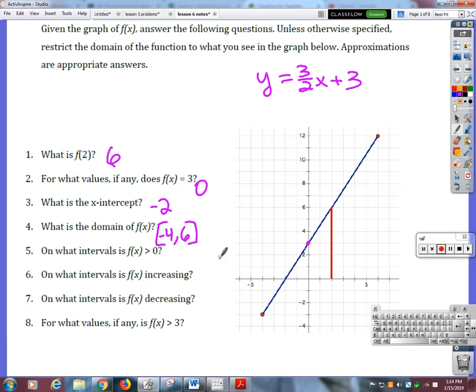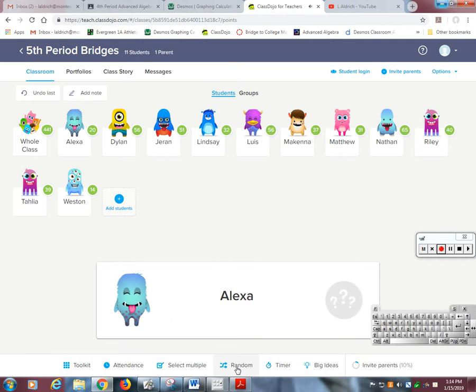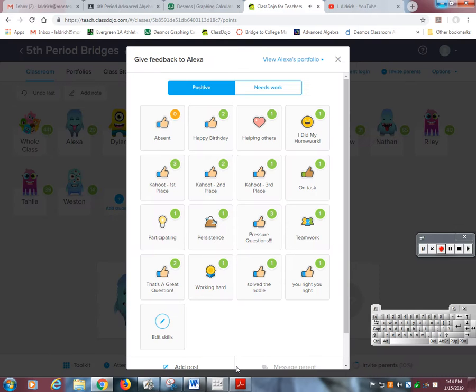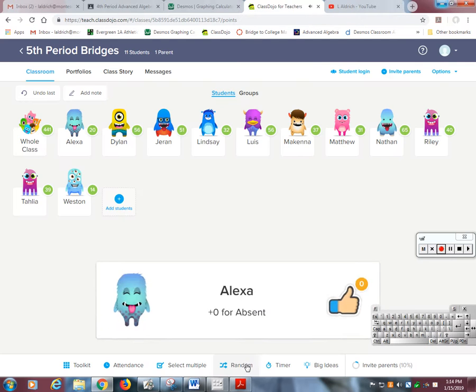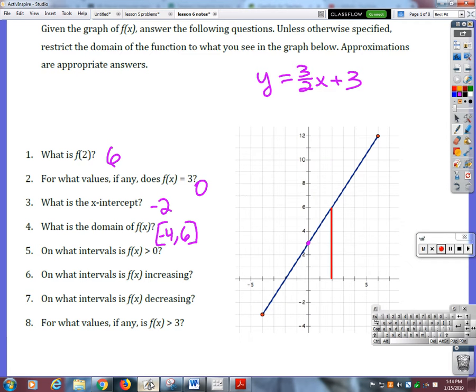Yep. All right, we haven't really talked about this, but no better time than the present. Where is the graph greater than 0? In other words, where is the graph positive? Where is the graph above the x-axis?